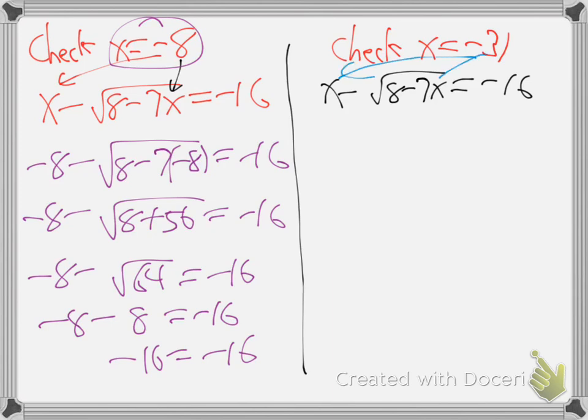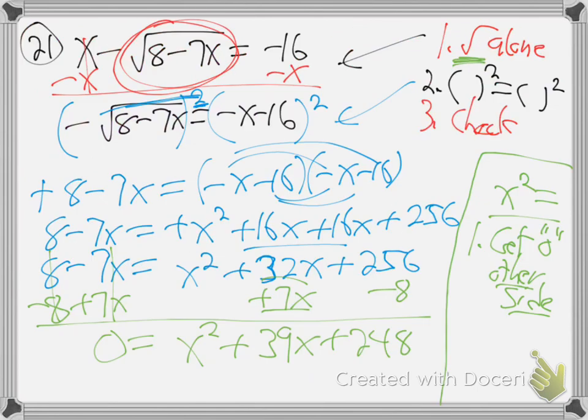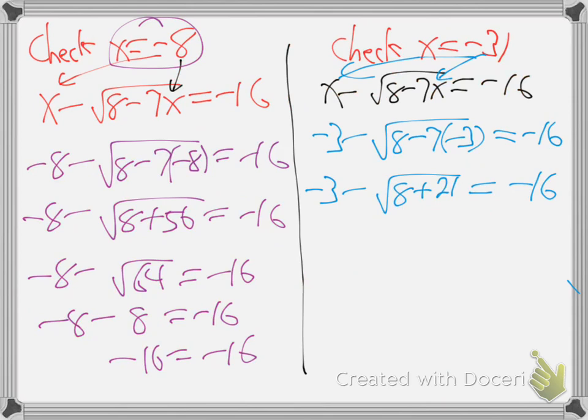Put in the negative 31 in both cases. Negative 31 minus the root of 8 minus 7 times negative 31. I did that wrong. The problem is 8 minus 7x equals negative 16, so we have negative 31. That's what I'm doing wrong there. So that's positive 217, because two negatives make a positive. It's 31, not 3. This should be 31 here also. I'm just totally messing up.